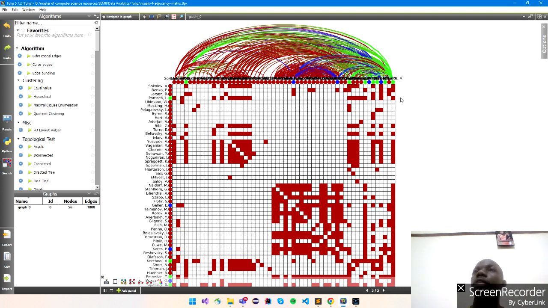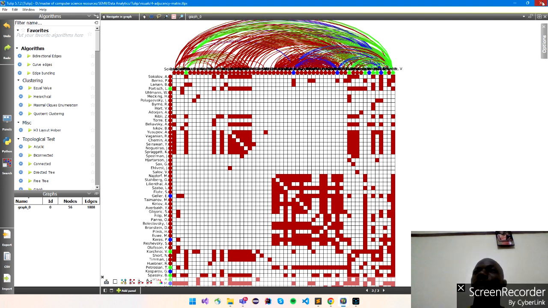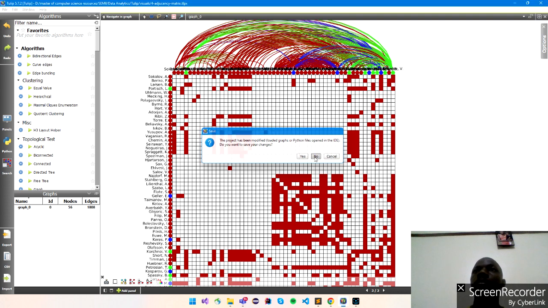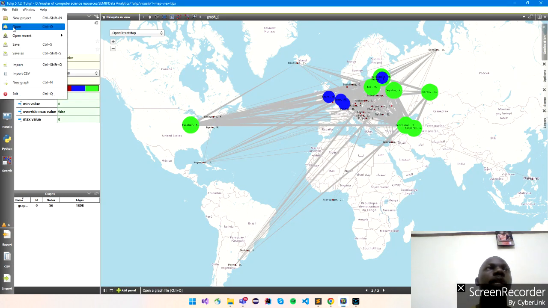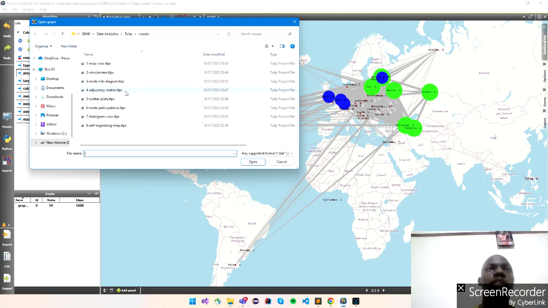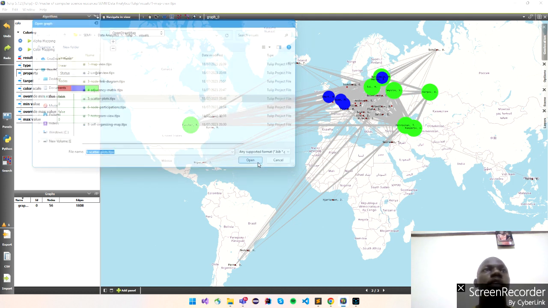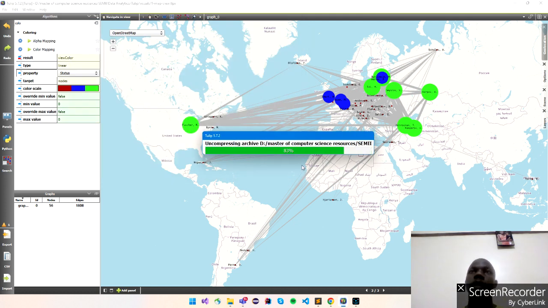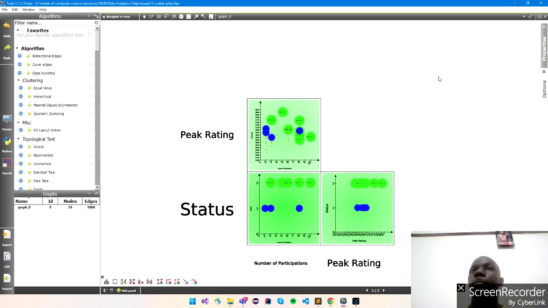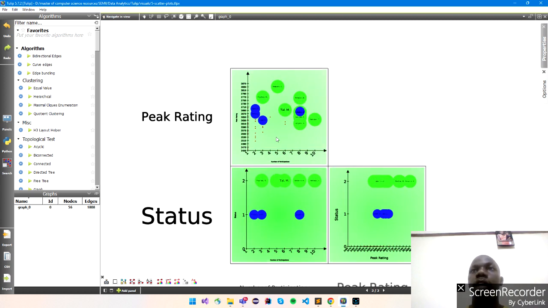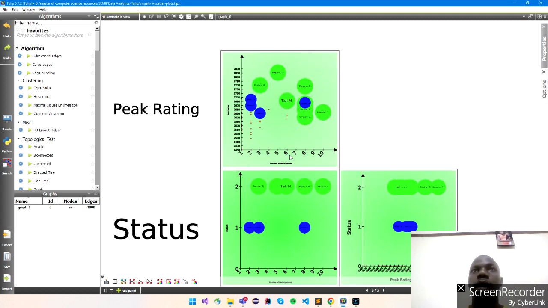So that is it for the adjacency matrix. Let's open another visual and see what it represents. We have the scatter plot next, and we have three scatter plots.